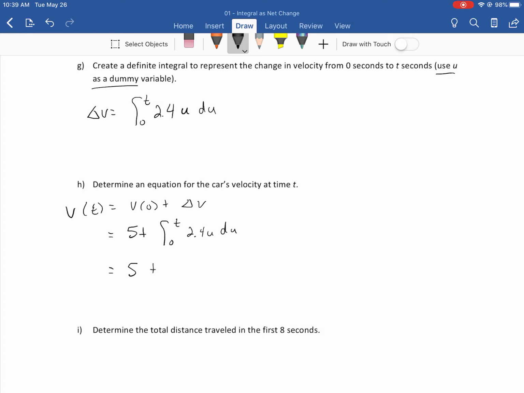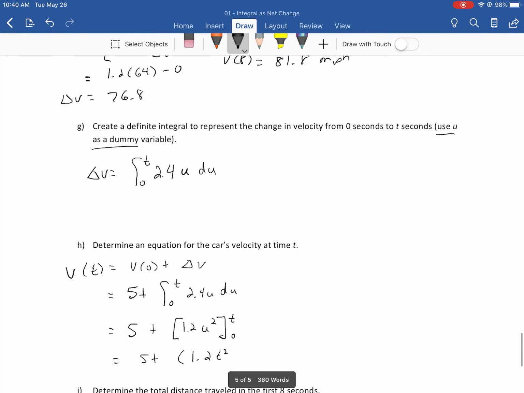So I do 5 plus, and then I've got to take the antiderivative here. And so what I get is 2.4 u, so I need a u squared and a 1.2 up front, similar to what I did above, 1.2 u squared. And I want to evaluate that from 0 to t. And so I get 5 plus, in my first brackets, I'm subbing in t. See, u was just a placeholder for what I'm going to sub into.